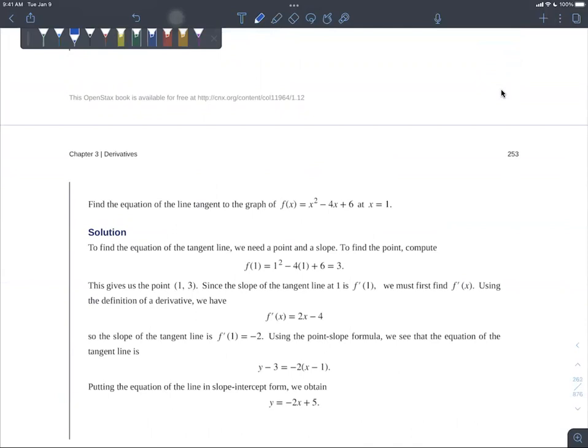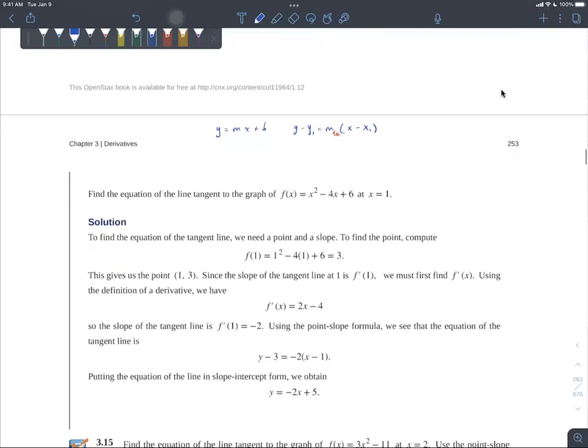So what do we need to do? To find the tangent line, we need to find basically y equals mx plus b, or y minus y1 equals m times x minus x1. And we'll use the point slope form. This m here is going to be the slope of the tangent line that we talked about before. The slope of the tangent line can be found by finding the derivative function. So let's go ahead and find the derivative function.